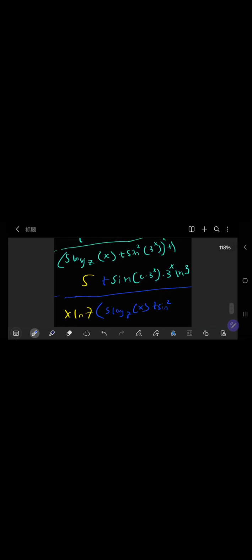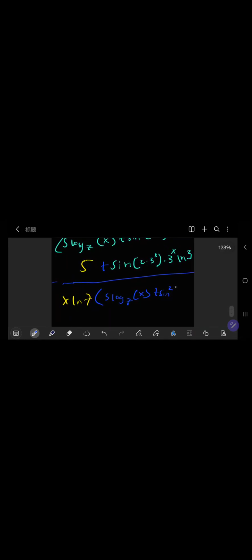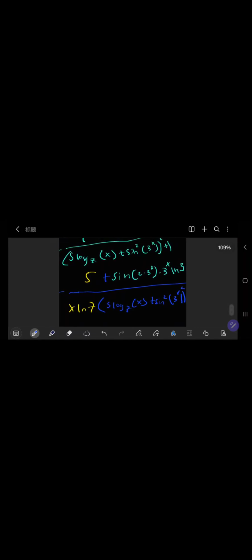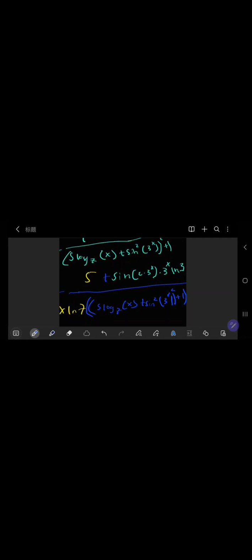Then what else do we have? We had the 3 to the power x. Then close that squared. But then we still have that 1. So let's move that. Yep. Okay. Plus 1. But the thing is, all that is in the parentheses. So there you go. Like that.